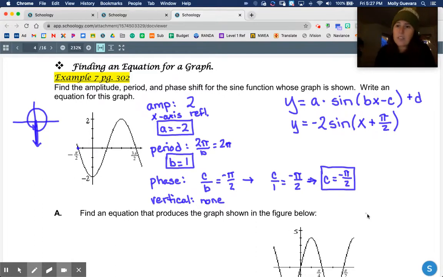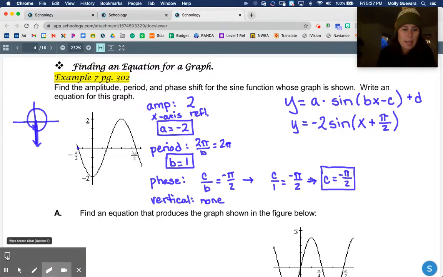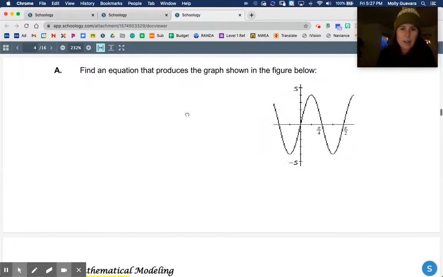Okay, so this one was kind of nice because it told me that it was sine, so I knew where to start. Okay, let's look at example A here. It says find the equation that produces the graph shown in the figure below. It does not tell me whether this is sine or cosine, so I get to pick. So that's exciting. My recommendation would be look at the starting point. Look at the y-axis. Okay, that will help you determine which trig function to use. Would you still get the right answer if you used cosine here? Yeah. It would be a lot more work though.